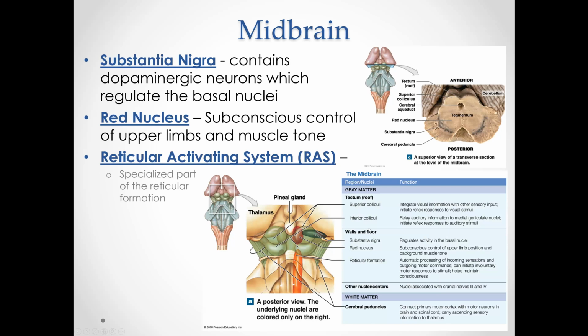And then if you notice, the reticular formation that we mentioned before also comes all the way up into the midbrain. And in the midbrain, the reticular formation, there's a specific area of it called the reticular activating system, which is abbreviated RAS. And this is a specialized part of the reticular formation, and this is the part that plays that key role in maintaining consciousness. So it's this part in particular that if it's damaged, you'll be in an irreversible coma.